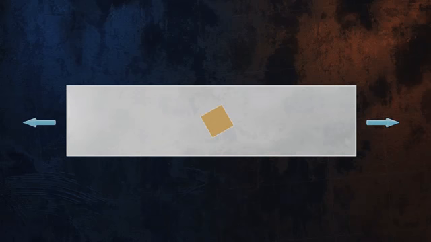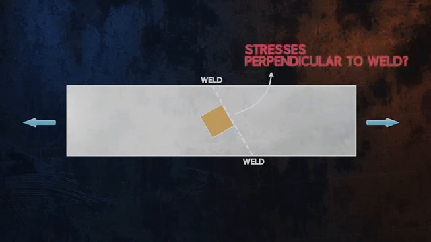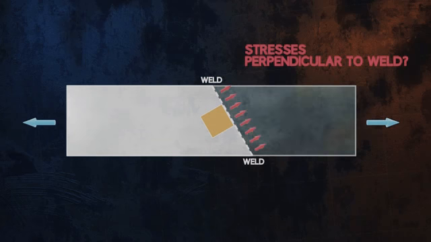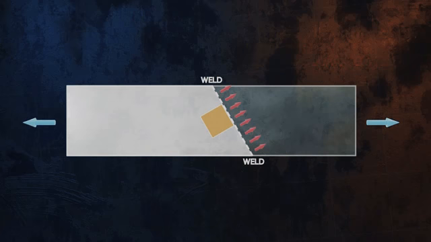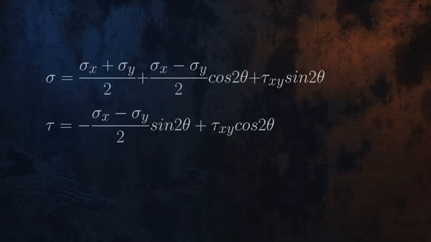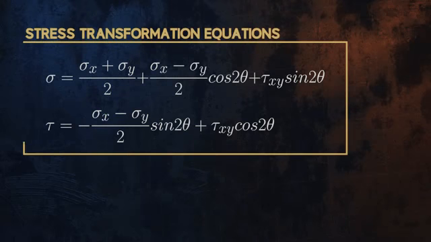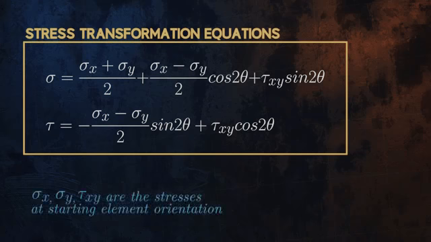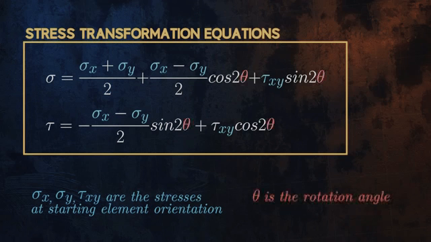If there was a weld in our structure, for example, we might want to determine the stresses perpendicular to the weld. Depending on how we choose to orient our stress element, we will get different values for the normal and shear stress components. We can calculate what the normal and shear stresses will be as we rotate our stress element by using the stress transformation equations. The inputs to these equations are the normal and shear stresses at the starting orientation of our stress element, and theta, the angle through which we are rotating the element. Theta is positive for counterclockwise rotation.